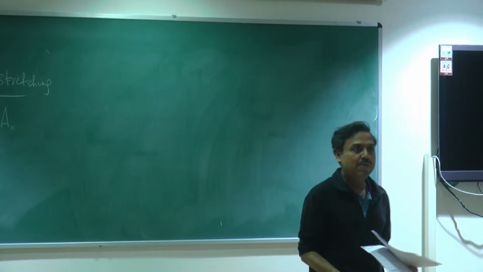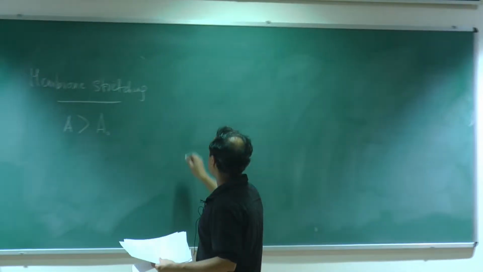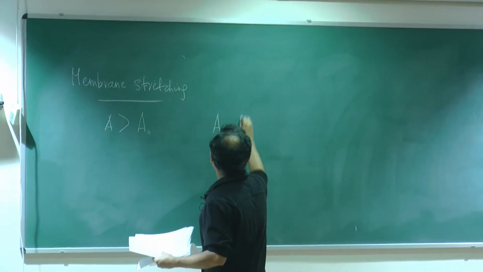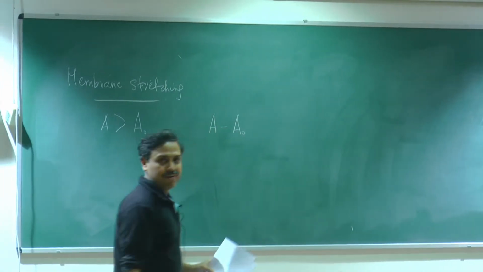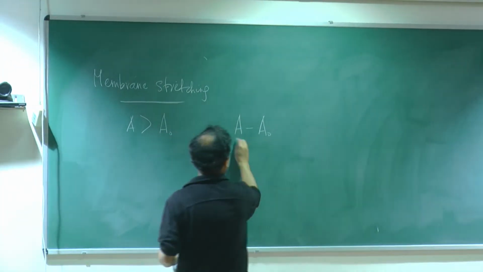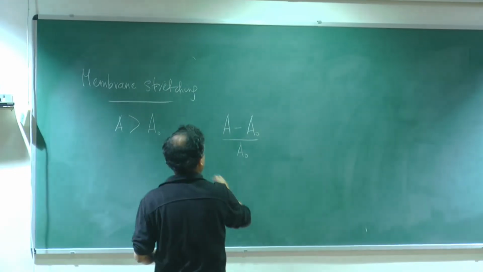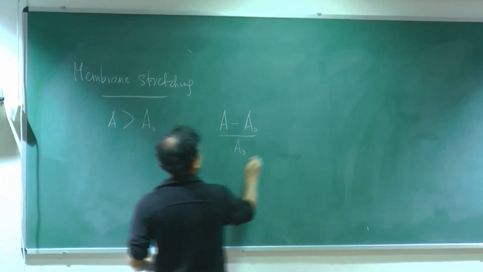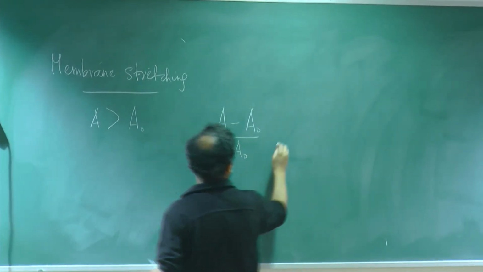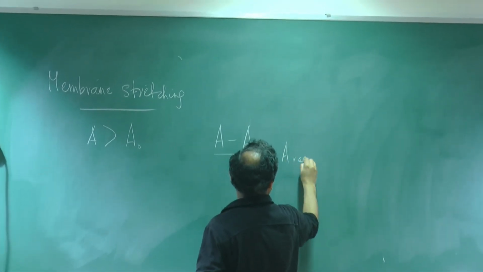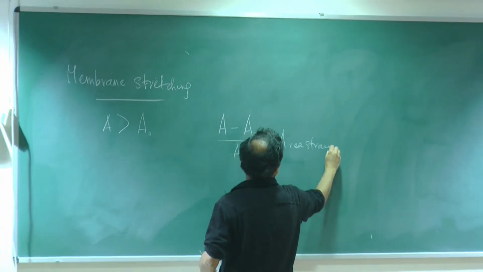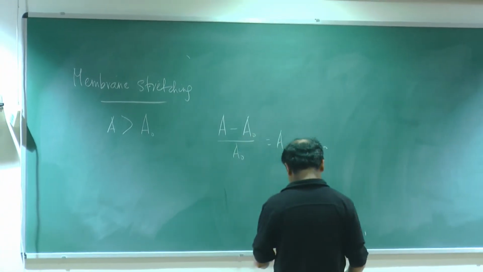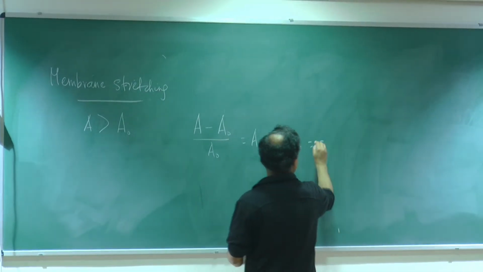So in this case, if I want to say what is the relative change in area that has happened, I will say the relative change is A minus A naught, that is the delta A that I have done, divided by A naught. That is what I was going to call the strain. So the area strain. Let me call this small s.